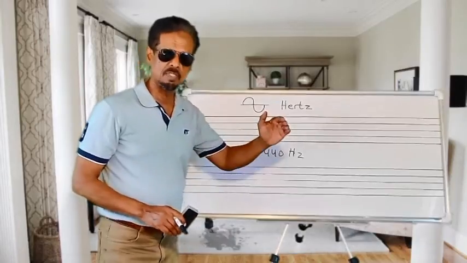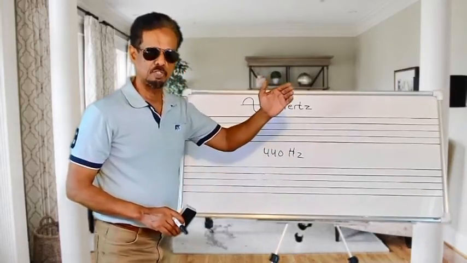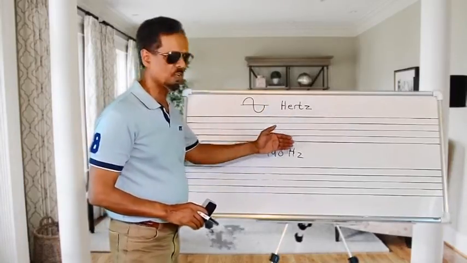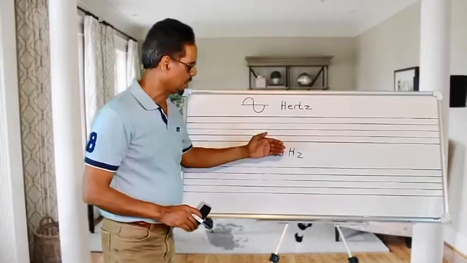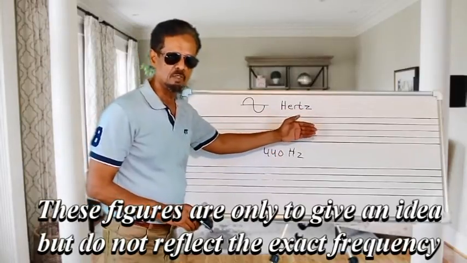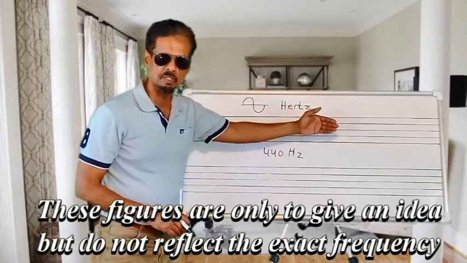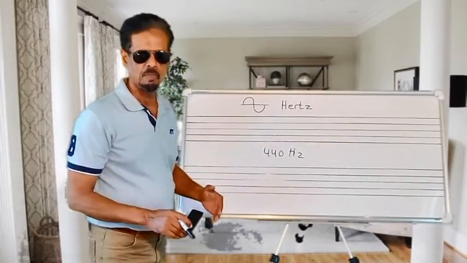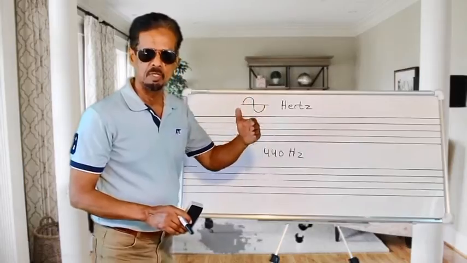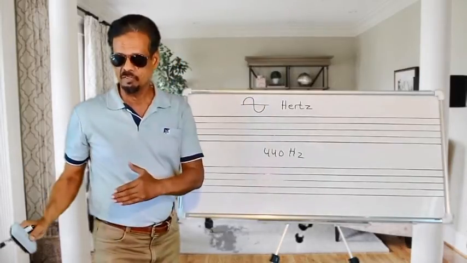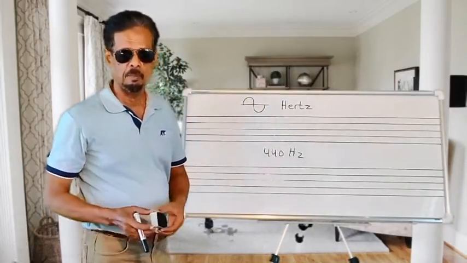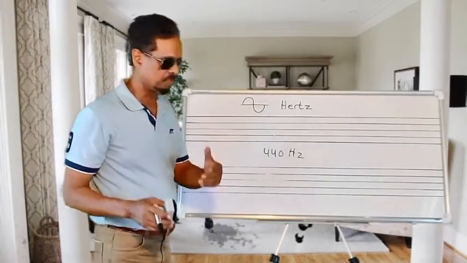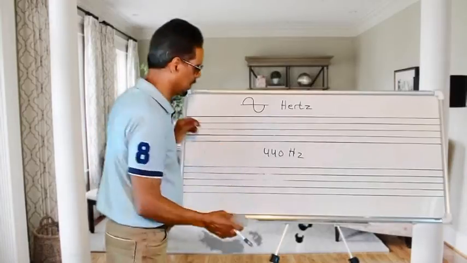The higher the frequency, the higher is the pitch. When you go to B, it will be 480. To B flat, it will be 460. To C, it will be 500. So the higher the frequency, the higher is the pitch. And the lower the frequency, the lower is the pitch. Now this is the science behind tones, the number of frequency. You have to know it.